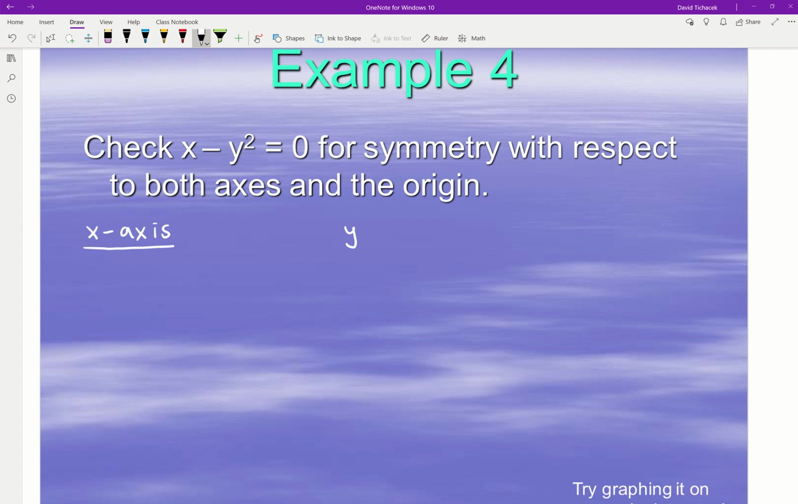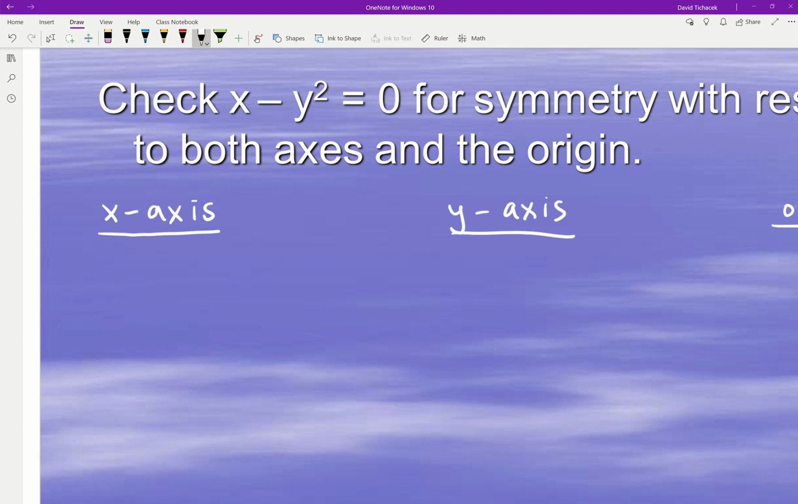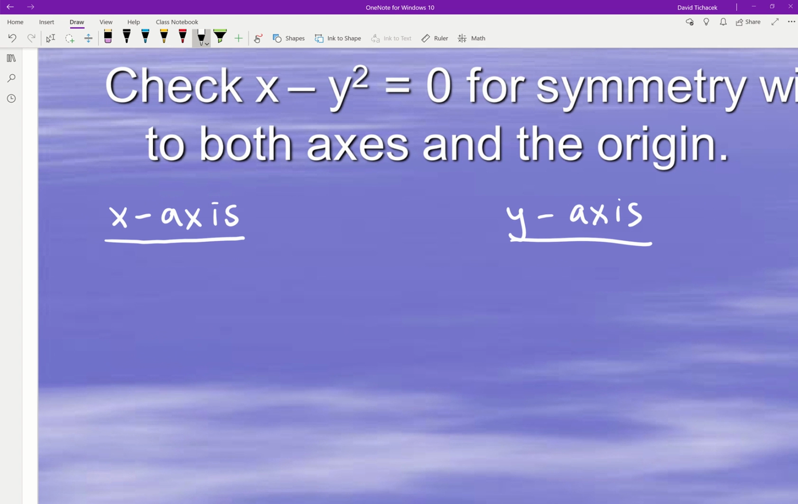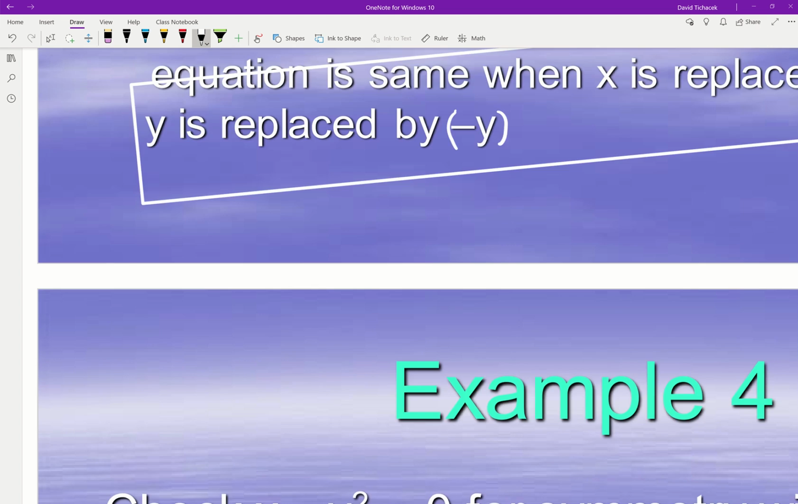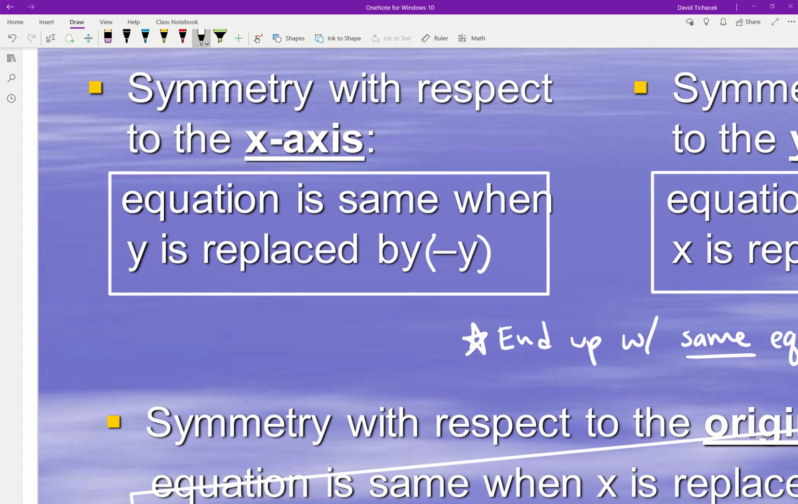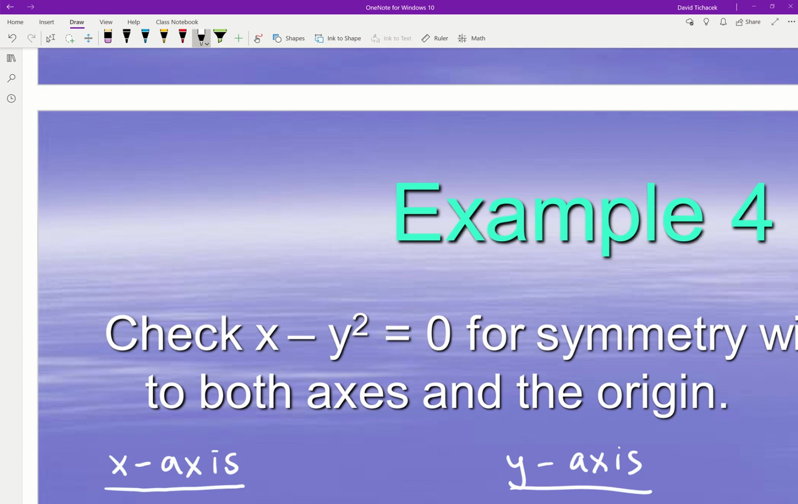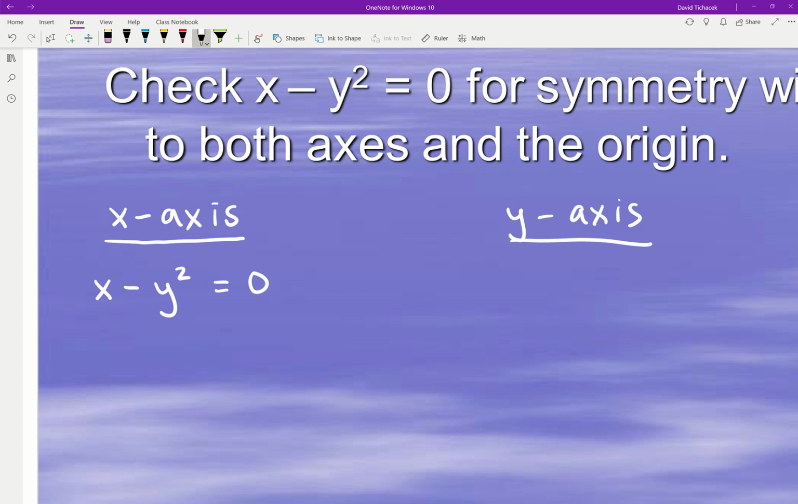Okay, we'll test for x-axis symmetry, y-axis symmetry, and then finally we'll test for origin symmetry, okay? So if we're going to try to test for x-axis symmetry, we're going to take our equation, which is, of course, x minus y squared is equal to 0. And what it said to do on the previous page, we'll just read it here real quick, is replace every y that we see with negative y in parentheses, and we're going to do the operations and see if anything changes.